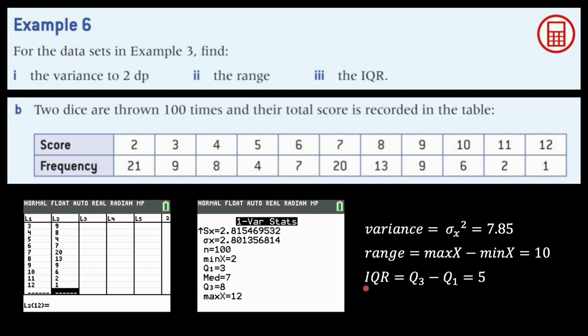My range is my max, which is 12, minus my minimum, which is 2. So 12 minus 2 gives me 10. And for IQR, quartile 3 is 8, quartile 1 is 3. 8 minus 3 is going to give me 5.